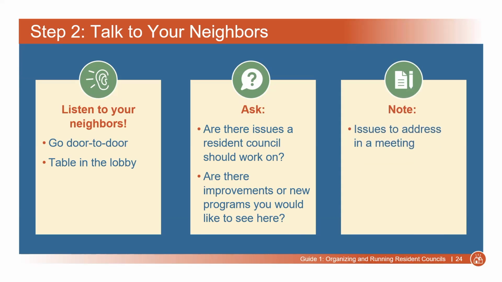Be sure that the interests of different groups of people are included. For example, if there are seniors and families, make sure that there are issues on the agenda that appeal to both groups. Get the contact information for interested residents and invite them to a meeting.